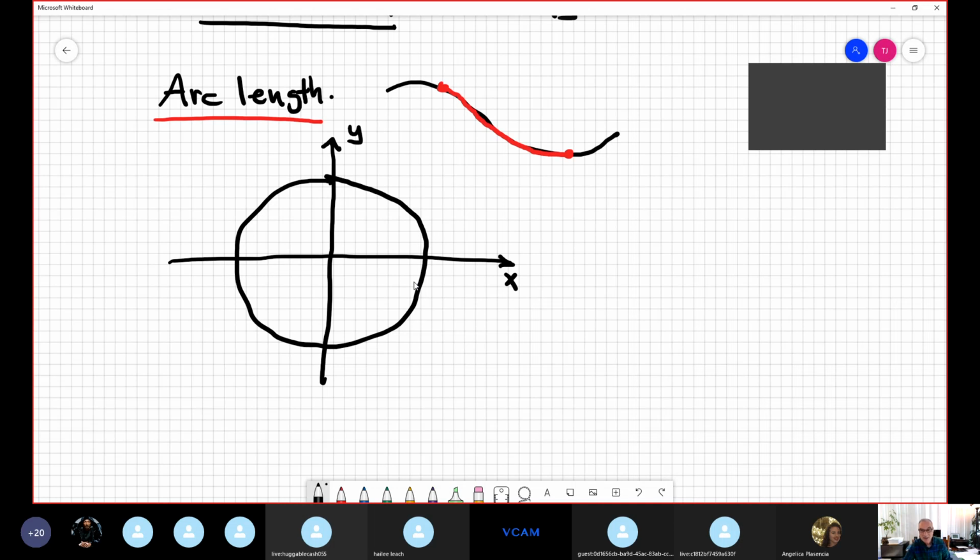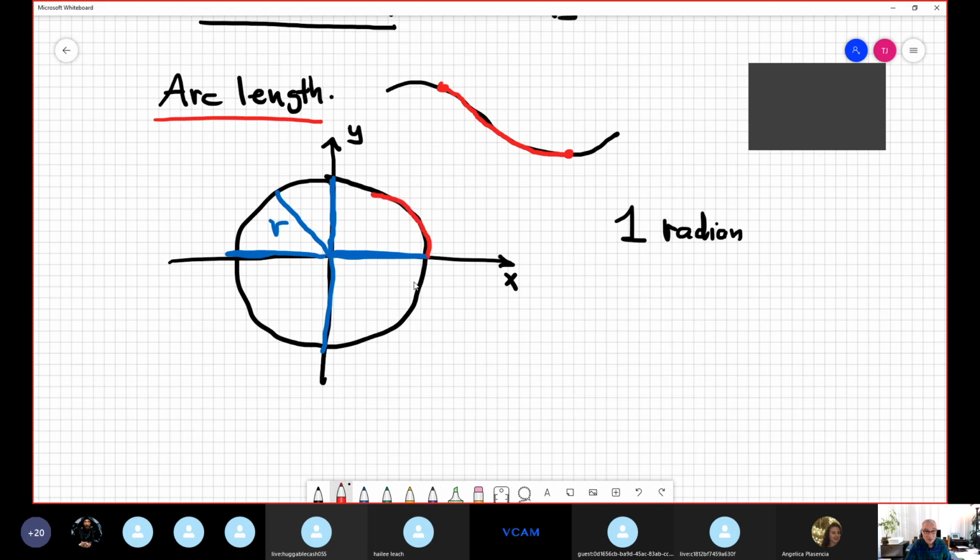Then, one radian is exactly the length that coincides with the radius. This distance is the radius. This distance is the radius. The distance from the center to any point on the circle is the radius. This is R.